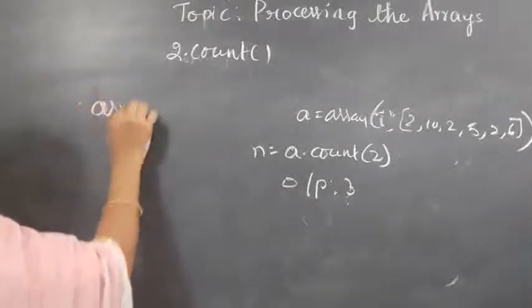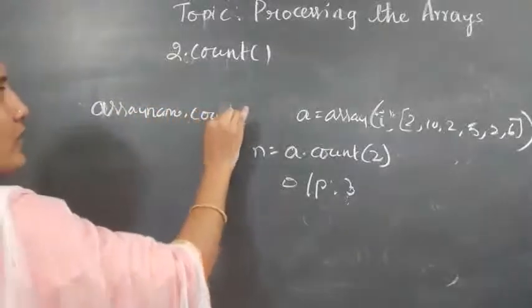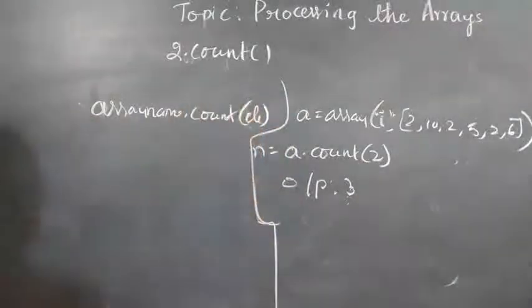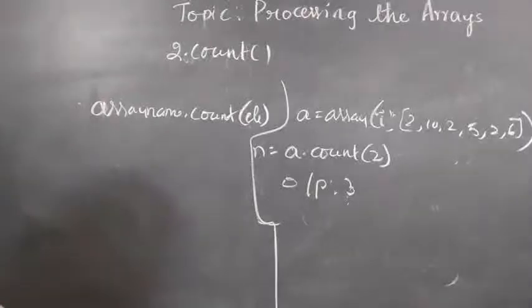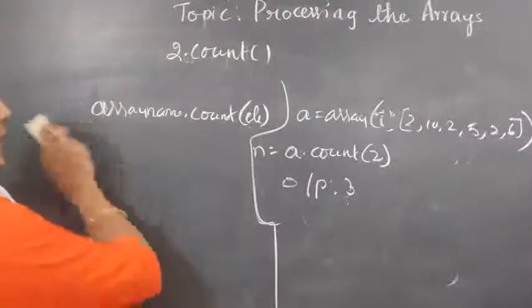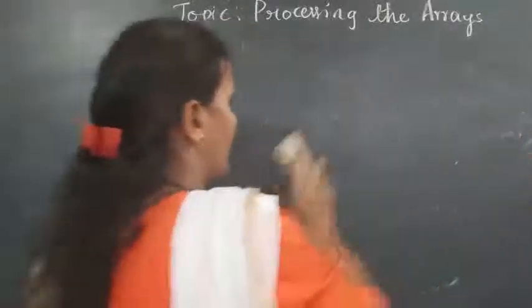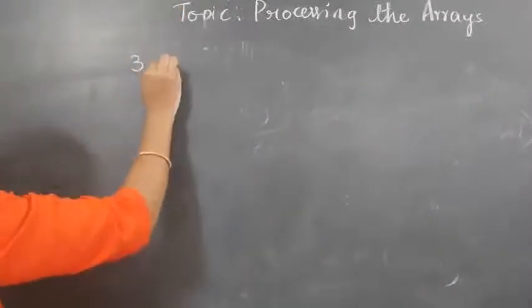Array name dot count, element which you want to check. Which element you want to check? That is the element. The next one is extend. What's the next method? Extend. What is mean by extend? Extending. Okay. The third one is extend.